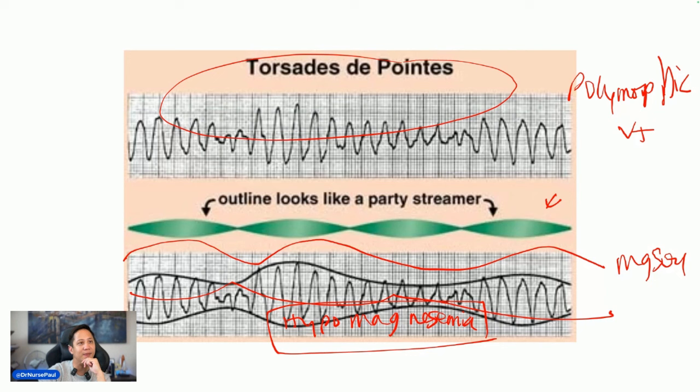Hypomagnesemia, what do you give? We're losing viewers already. People are tired. It's long, huh? This is EKG for you. Hypomagnesemia, you give mag sulfate. Very good.